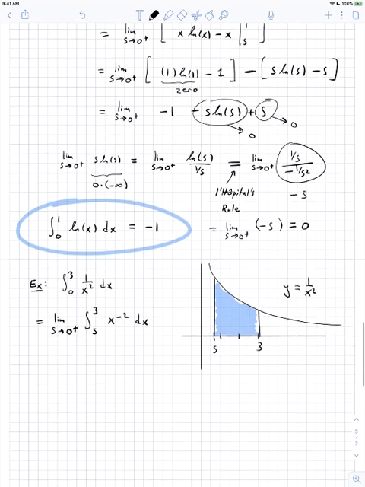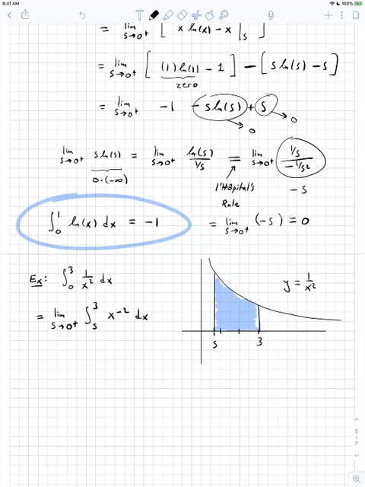I've written it as x to the negative 2 so you can see that it's x to a power. So that means we can use the power rule. So it's the limit as s goes to 0 from the positive side. You increase the exponent by 1, and then you divide by that exponent, from s to 3. So this is the limit as s goes to 0 from the positive side of minus 1 over x between s and 3.